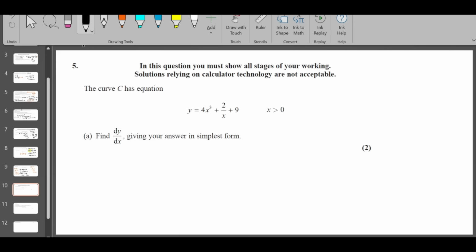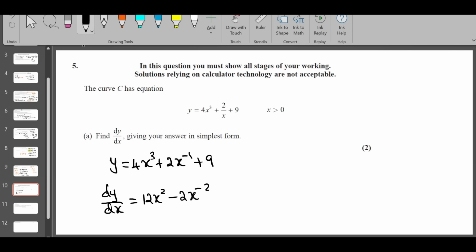Question number 5 now. Find dy by dx. They want us to differentiate it. Write it in this form: 4x cube plus 2x power minus 1 plus 9. When you differentiate it with respect to x, you will get 12x square minus 2x power minus 2. That's all. If you want, you can write it this way: 12x square minus 2 over x power positive 2. Otherwise, just leave it. You will still be given full marks because this is a correct answer.